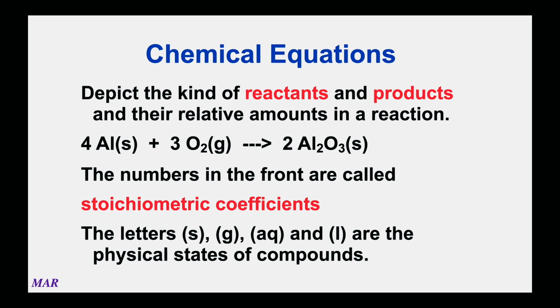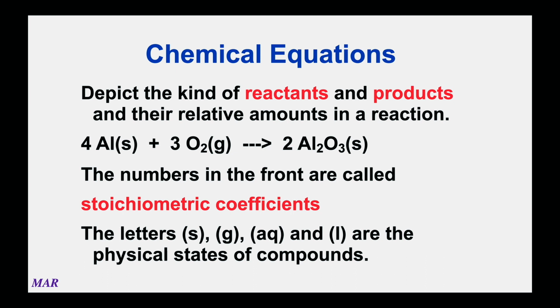Anyway, there's another thing too about that reaction. They have a little s and a little g and a little s on the aluminum oxide. And those refer to the states of the compounds. You don't always see them, but they are very helpful. So that tells the chemist that you have a solid form of aluminum reacting with a gaseous form of oxygen. And the thing you're going to make, the aluminum oxide, is also a solid.